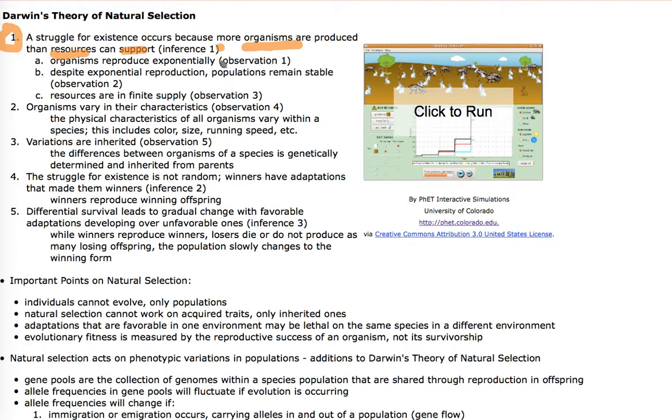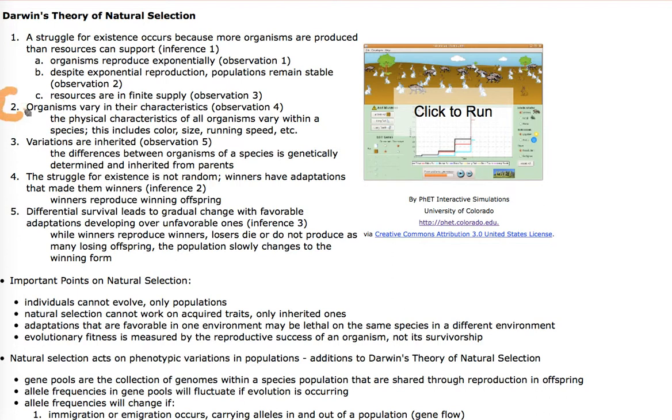As a result, there's competition. So organisms reproduce exponentially. That was Malthus's concept. And despite exponential reproduction, populations remain amazingly stable. Darwin observed that a typical frog will lay thousands of eggs in the pond, but only a few frogs survive out of the thousands of eggs. And that's because of the struggle that's going on among frogs and the predators of frogs and everything else. Ultimately, resources are in short supply. And so this first concept, statement number one: we're all in a fight for our lives, and not everybody's going to come out of it alive.